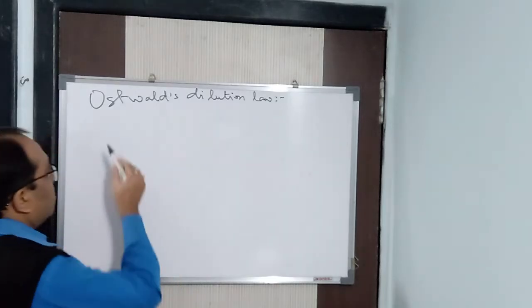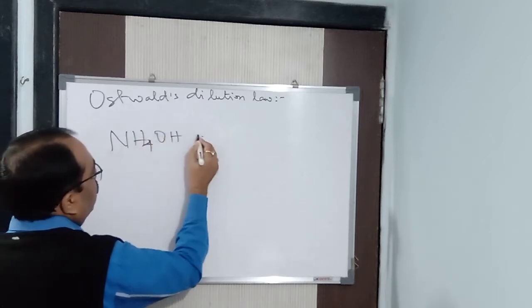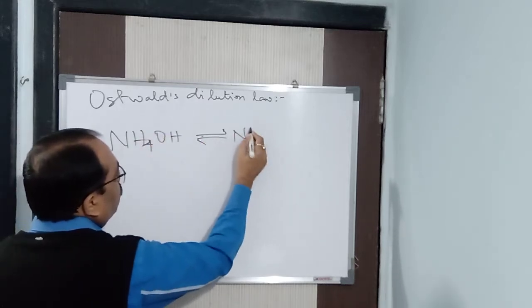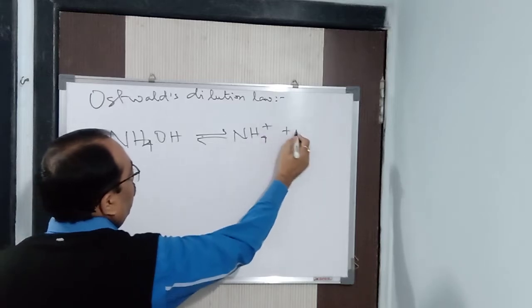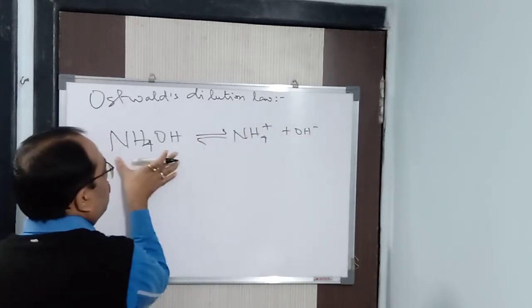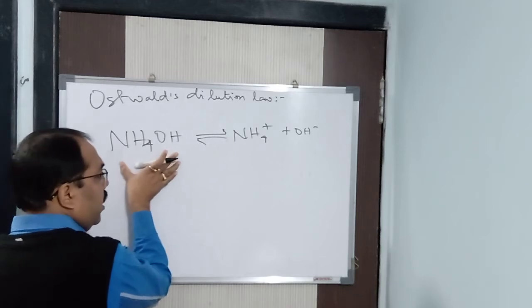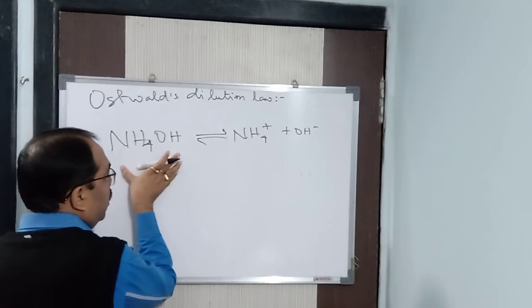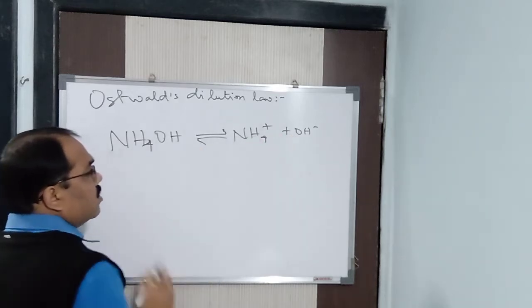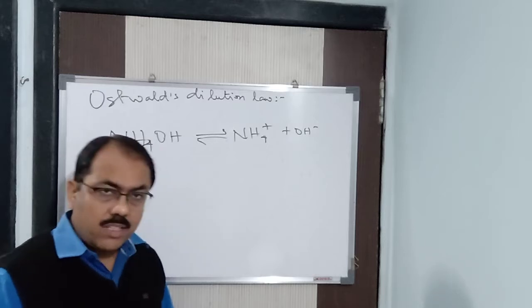For example, just now I wrote it, ammonium hydroxide. Once again I am writing it, NH4OH. It dissociates to form NH4 plus and OH minus. So these are your ions, and this is your undissociated molecules. There exists an equilibrium between undissociated molecules and ions, which is known as a weak electrolyte. Got it? There exists an equilibrium. Clear?